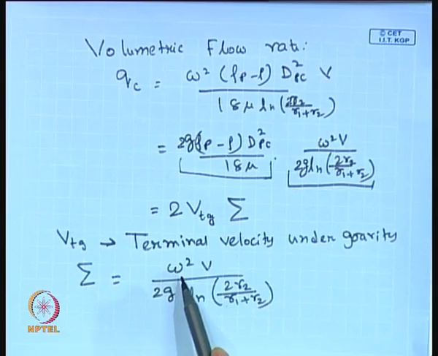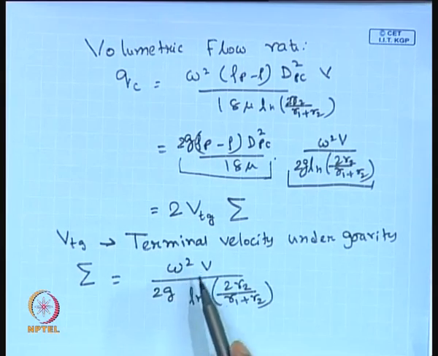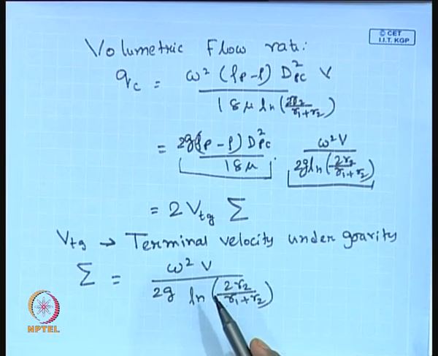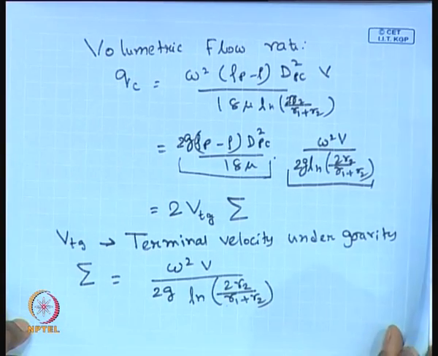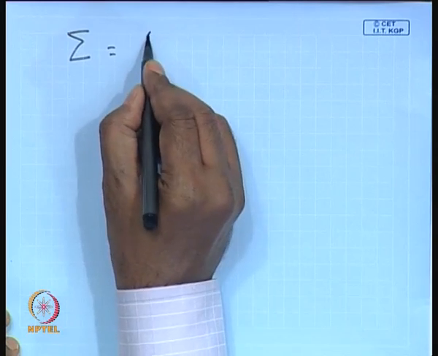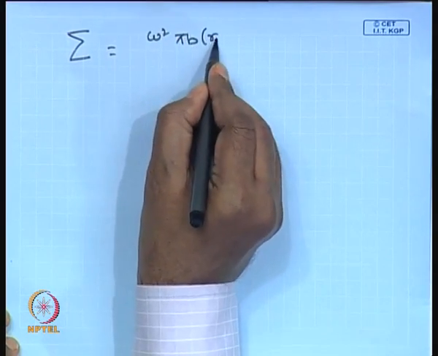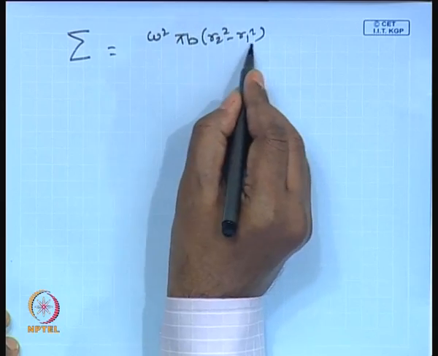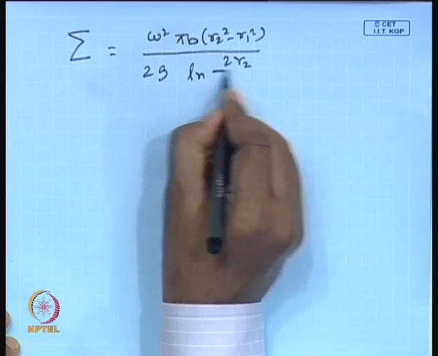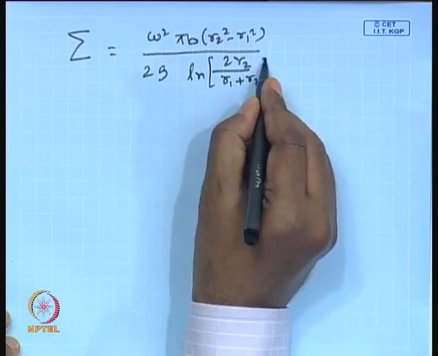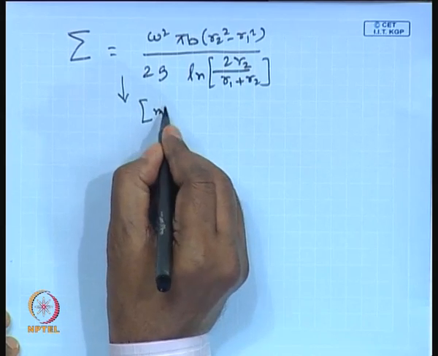The rotational speed may be different for two different centrifuges, and g is of course a constant. So, one can take a ratio of sigma values and look into the scaling options. So, we will just look into that. If you put the dimension of sigma, the expression is already there: omega square times pi b (R2 square minus R1 square). So, this whole term is basically nothing but volume divided by 2g ln(2 R2 divided by R1 plus R2). This will have a unit of meter square.